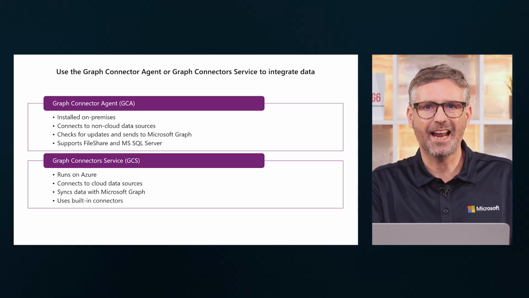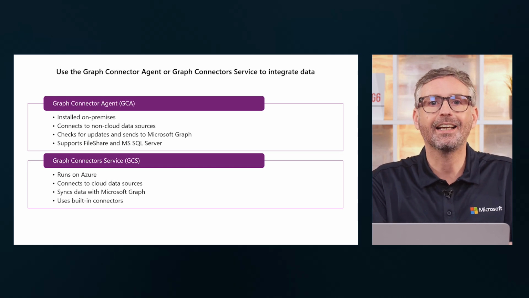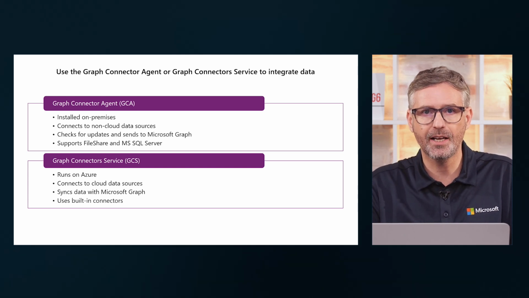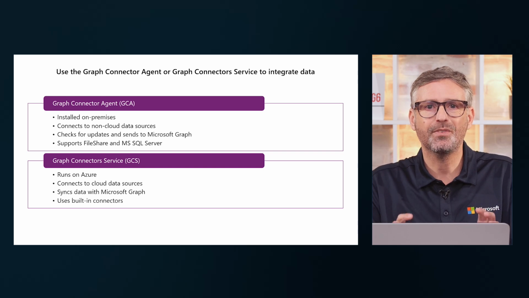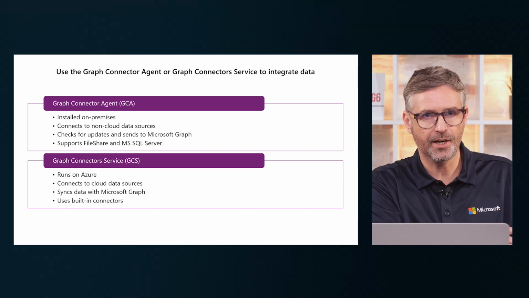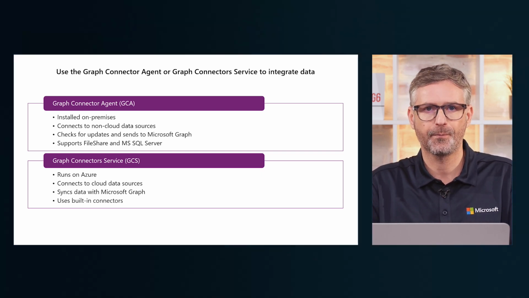Regarding the Graph Connector Agent, GCA, you install this on your on-premises environment and it lets you connect to data sources that are not in the cloud. It checks the data sources for any updates and sends them to the Microsoft Graph. Some of the data sources that you can use are File Share and Microsoft SQL Server.